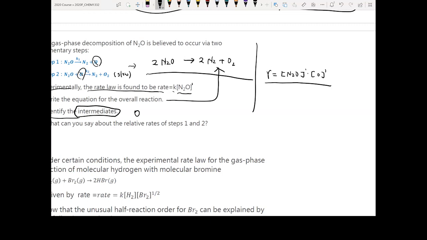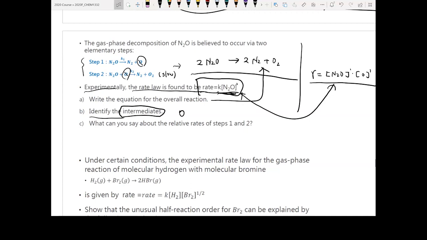However, when you write these things out, you realize your determined rate law is like this. And then if the second step is the rate determining step, you can't get back to the correct rate laws. In other words, the second step cannot be the slow step. In other words, your first step is the slow step. Let's see whether that's actually true or not.